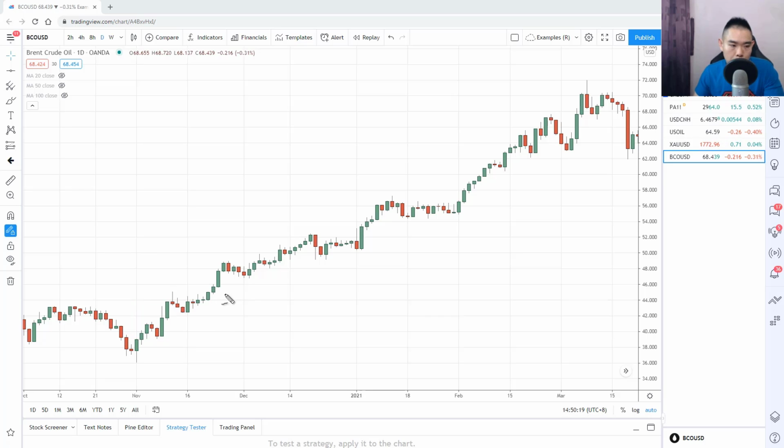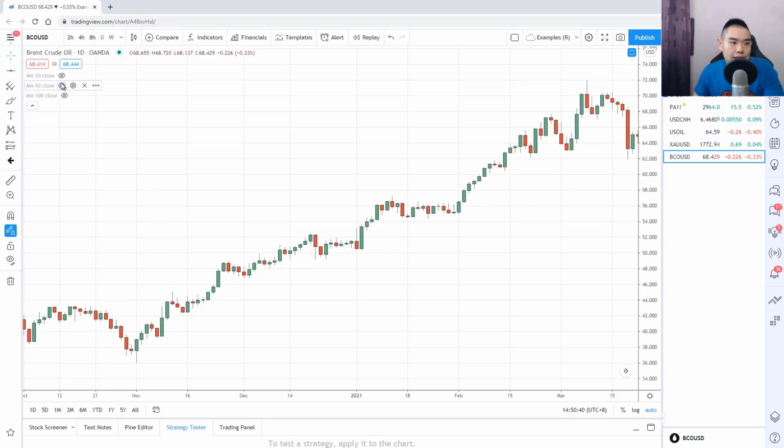I don't know what the reason is, that's not important. Let's say you buy somewhere here and the market moves in your favor. So you can see that if you overlay a 20-period moving average, you will be pretty much exiting your trade probably when this candle breaks and closes below this 20-period moving average. So you can capture pretty much this portion of the move.